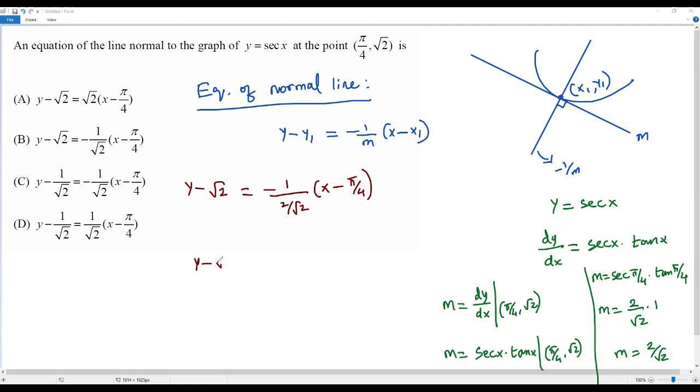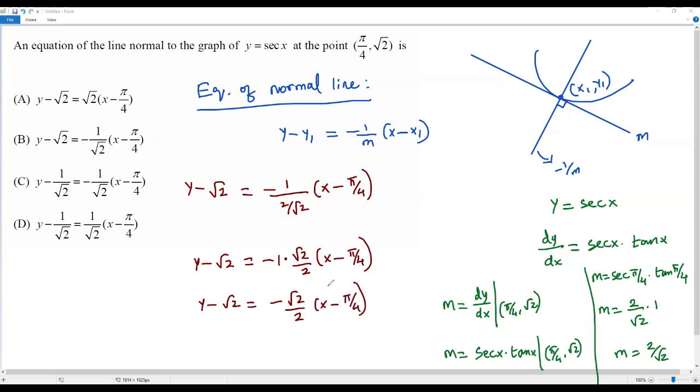Then we get y negative square root of 2 equals, we can write the numerator negative 1 as it is. We can change this division as multiplication. When I change the division over here as multiplication, I have to take the reciprocal of this fraction 2 over square root of 2. So the reciprocal of 2 over square root of 2 is square root of 2 over 2, times x negative pi over 4. Then we get y negative square root of 2 equals negative 1 times this fraction, which is negative square root of 2 over 2, times x negative pi over 4.